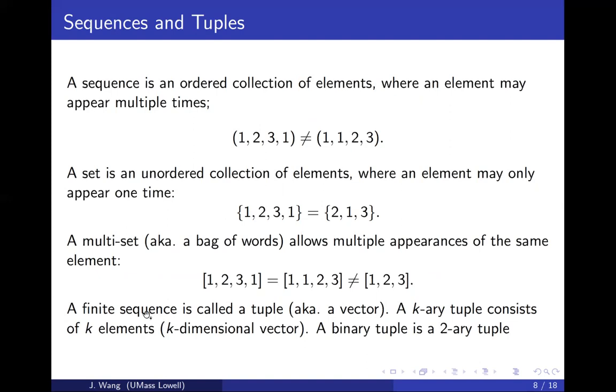And then for the sequence, just like sets, it could be finite or infinite. A finite sequence is called a tuple. Sometimes we also call it a vector. A k-ary tuple consists of k elements, and we can call it a k-dimensional vector. For instance, a binary tuple is a 2-ary tuple, which means a two-dimensional vector.